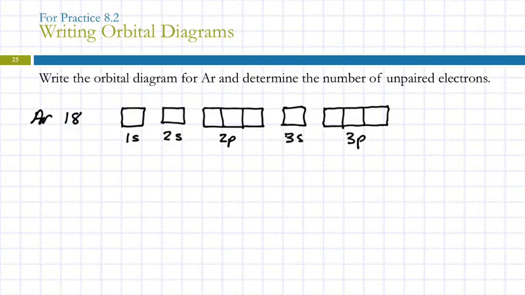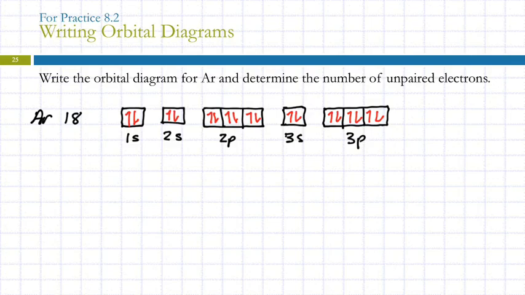So now I'm going to draw arrows in here and count, right? 1, 2, 3, 4, 5, 6. He wants his own bed. 7. Now we have to pair up. 8, 9, 10. Oops. 11, 12, 13, 14, 15, 16, 17, 18. 18 electrons. That's the orbital diagram for argon.